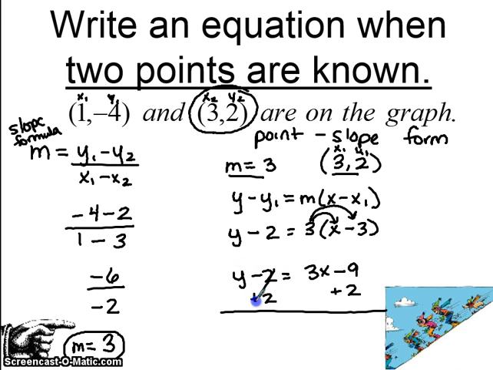Negative 2 plus 2 is 0. So we have y plus 0 is y equals 3x because there's no terms like that. And we have negative 9 plus 2, which is negative 7. So our equation that would go through these 2 points is y equals 3x minus 7.